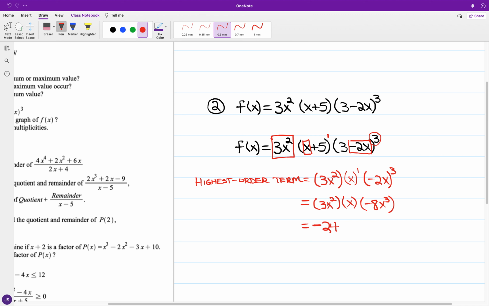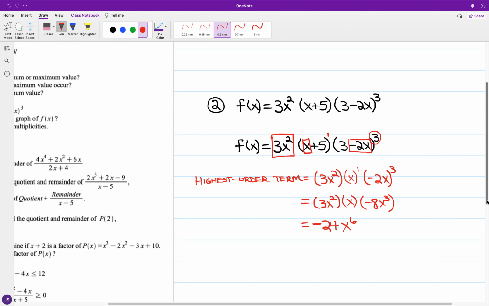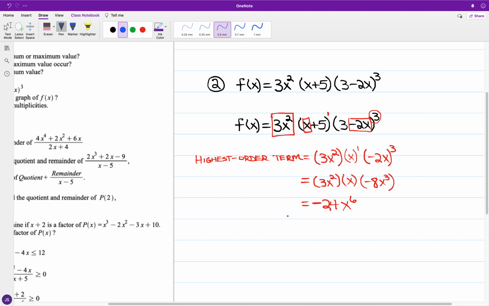X squared times x is going to be x to the third. X to the third times x to the third is going to end up at x to the sixth. So for the highest degree term coefficient, we have a minus 24. So that is going to be negative. And for the degree, n is equal to 6, so that is going to be an even value.